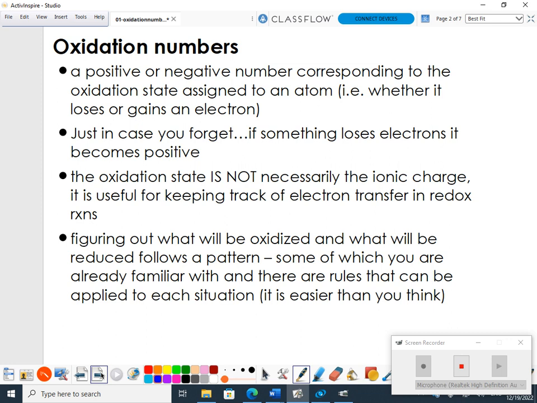And then we're going to figure out what will be oxidized and what will be reduced. And what we're going to do is use some ideas you're already familiar with. So for example, on the reduction table at the top is fluorine. F for fun, fluorine is the most electronegative element, the most greedy for electrons, which means it's the most likely to be reduced.